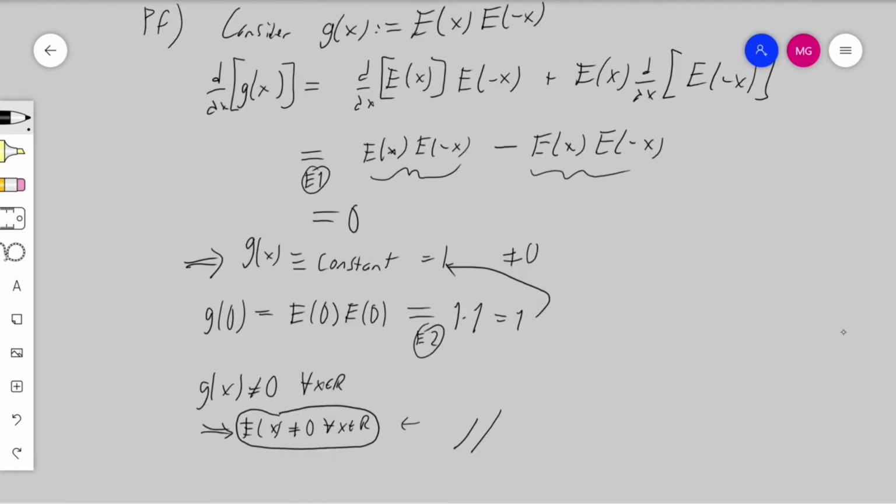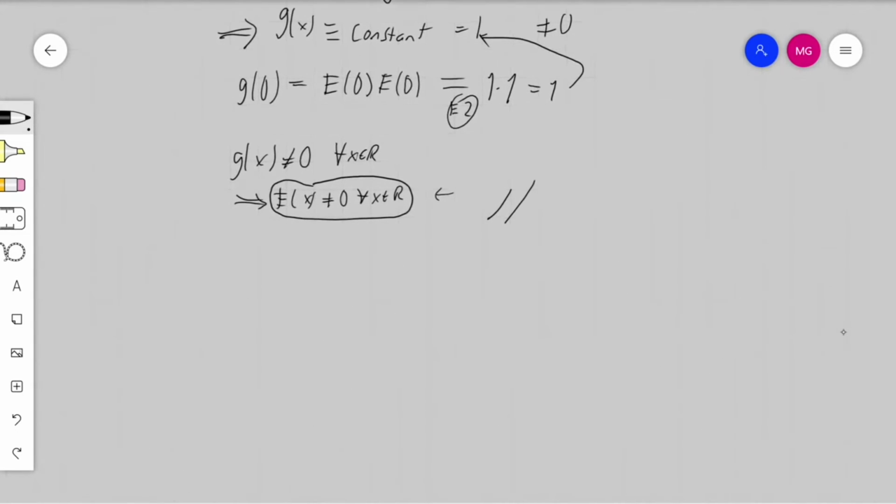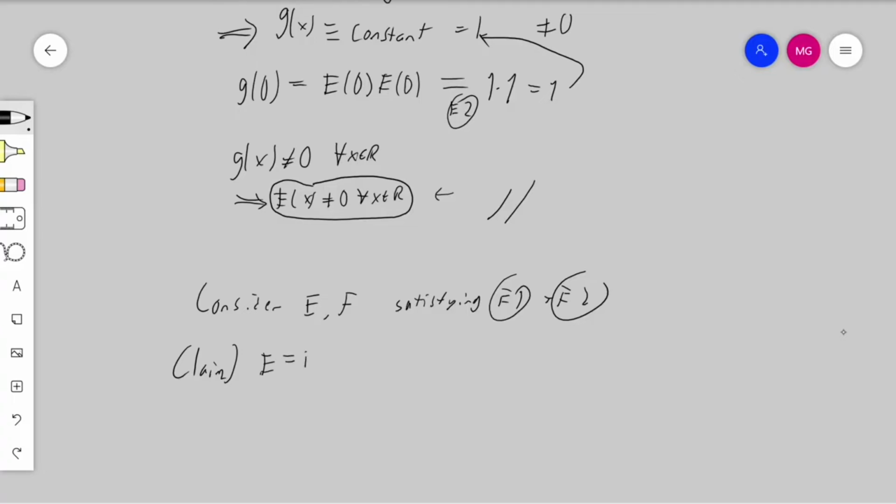Now that we've shown this claim, we can use it to prove the uniqueness of this function e. So what we're going to do is consider two functions, e and f, satisfying the above properties, e1 and e2. And we're going to have the following claim, which will prove uniqueness. The claim is that e equals f, as functions, by the way. So whenever you have two things that both satisfy these properties and they are forced to be equal, then that means there can only be at most one thing that satisfies these properties.